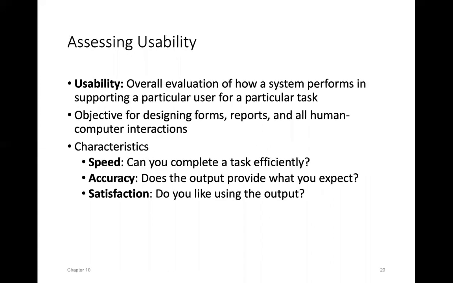Again, we bring back usability. We have to think about usability, and just to remind ourselves what we mean by usability: this overall evaluation of how a system performs in supporting a particular user for a particular task. Again, the objective for usability is designing forms, reports, and all human interactions. Characteristics of usability: speed, can you complete a task efficiently? Accuracy, does the output provide what you expect? And satisfaction, do you like using the output?